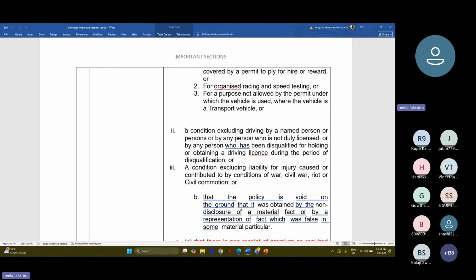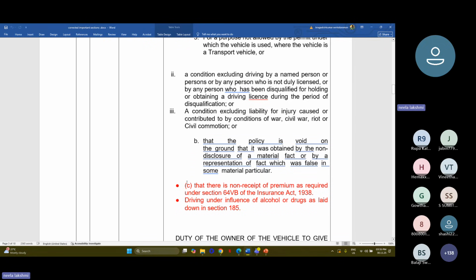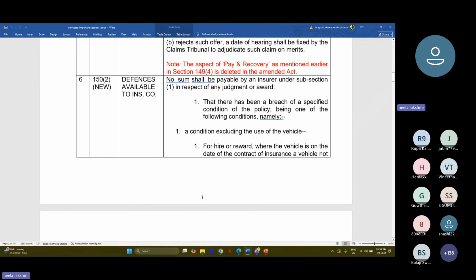Another defense is war and allied perils, as it is excluded in all other claims. Here also, war and allied perils are an exclusion, and two new defenses are given to us in the amended act. One is non-receipt of premium as required under section 64(5)(b) of the Insurance Act, and the next one is driving under the influence of alcohol or drugs. These are the new legal defenses given to us. These are the only legal defenses given to us.